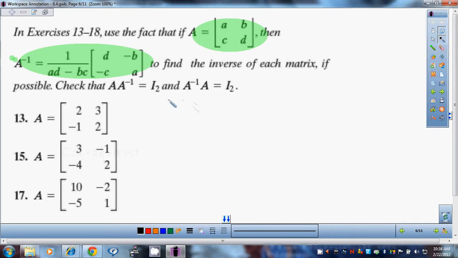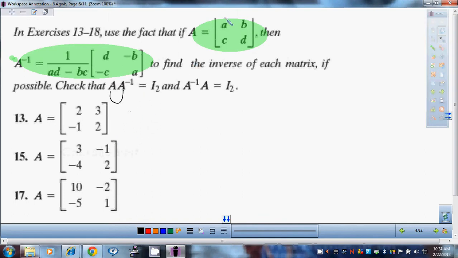Now, what does this say? This simply says we're going to find the inverse using this formula. We are then going to check and make sure it's correct. Because we're going to take our original, multiply it by the inverse. That's what this means, A inverse. And we should get the identity. This 2 just means a second ordered identity, which all these are going to be.